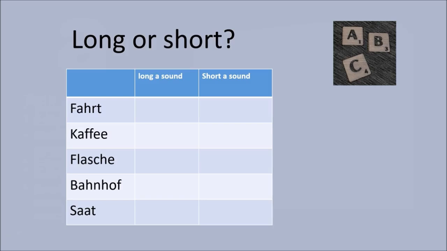Anyway, I'm going to reveal the answers. If you're not ready, then pause. But the first word is fahrt, and that's a long one. Kaffee, short. Flasche, short. Bahnhof, long. And Saat. Did you get them? If you're not too sure, go back to the first two bits and check why those words are long or short.